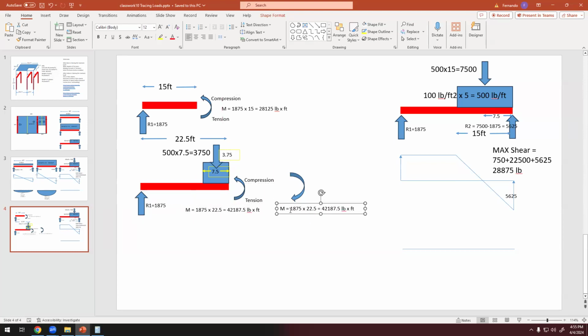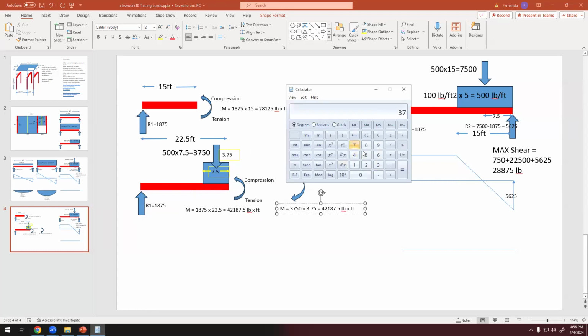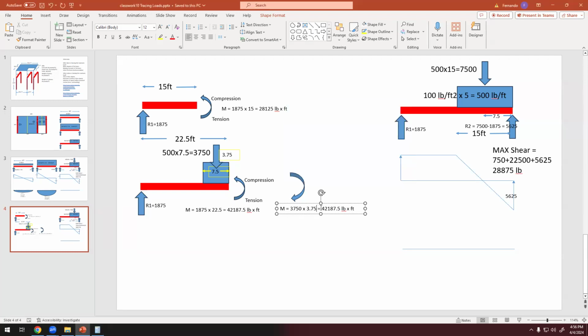That moment is the force, 3750, that's the force, times the distance, and the distance is 3.75. So 3750 times 3.75. So this is 14,062. There you go.